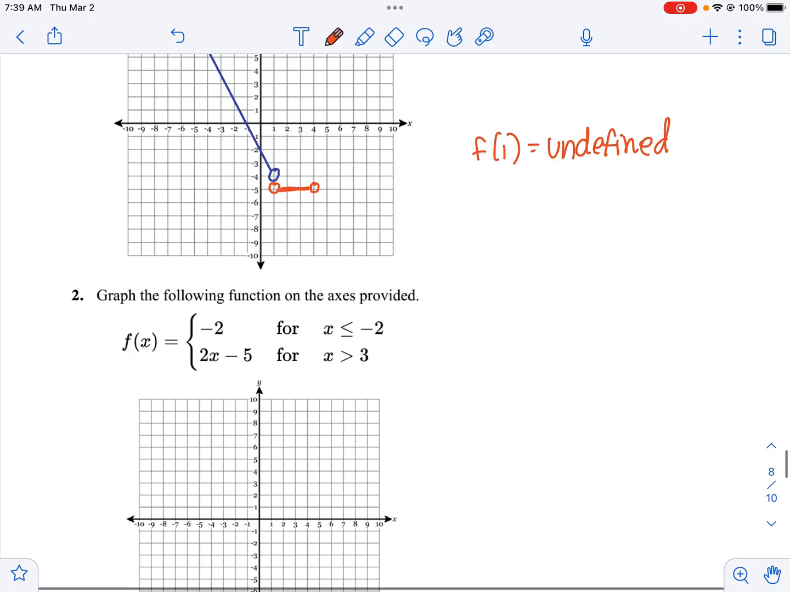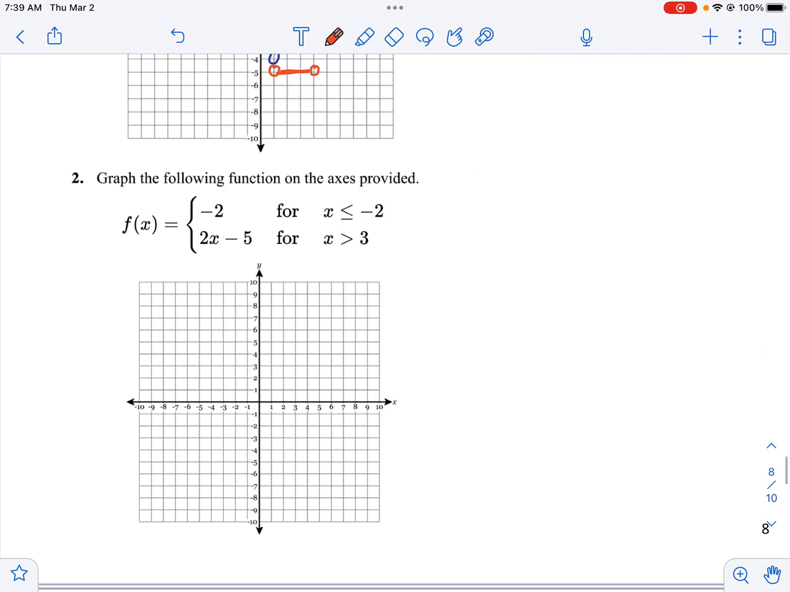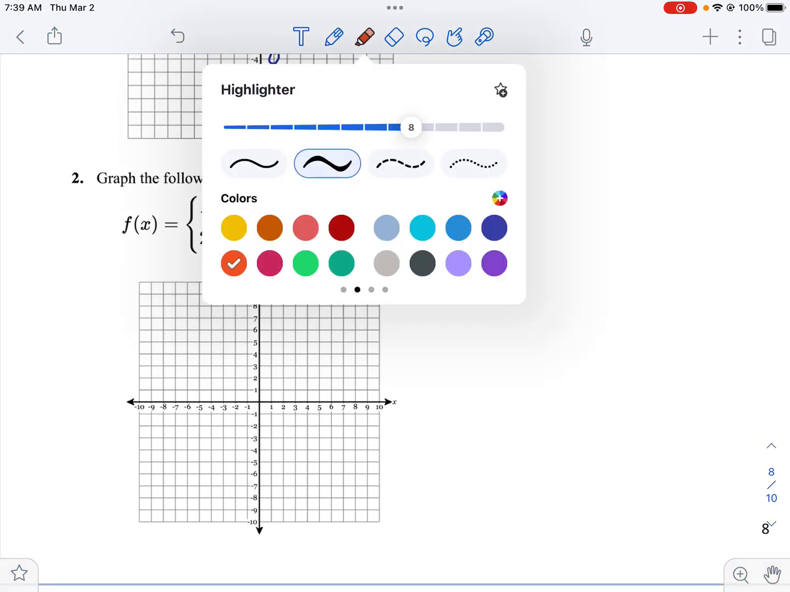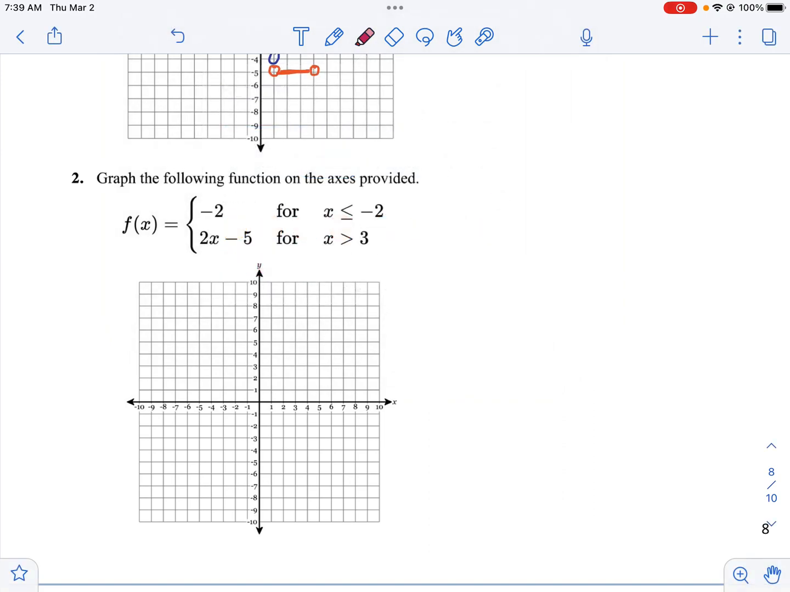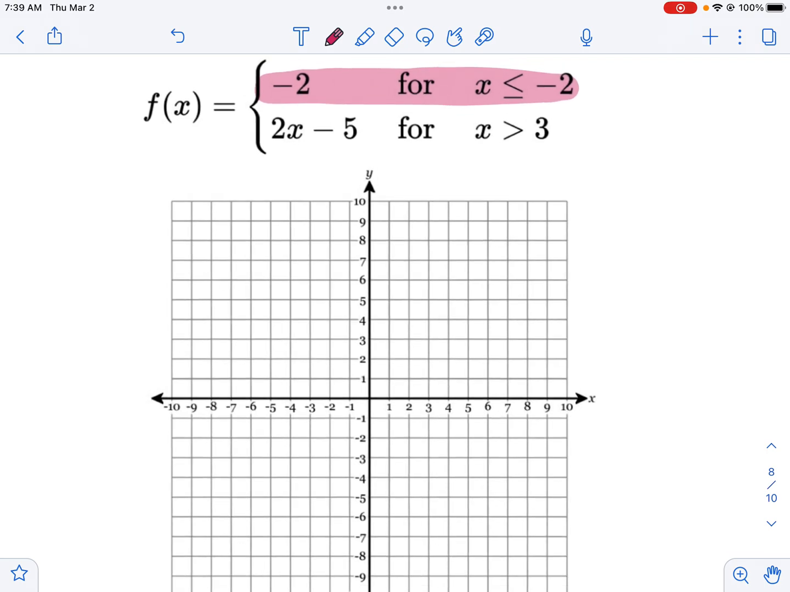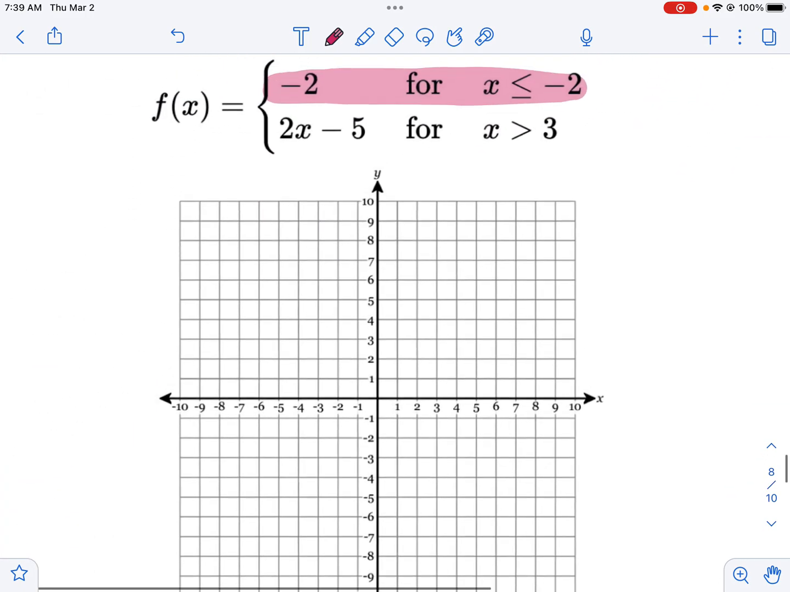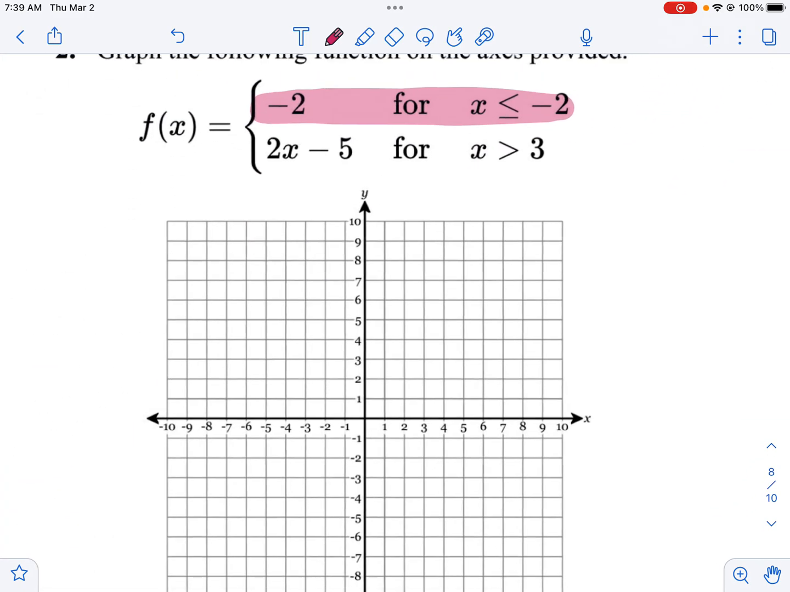Let's try the next one. Again, there's 2 pieces here. Let's just use 2 different colors. Let's use pink. All right, so it's -2 when x is less than or equal to -2. So there's the equal sign. We can use the closed dot. Okay, so -2 for when x is less than or equal to -2. Okay, I'm going to find where x is -2 and go down to -2 and put a dot.